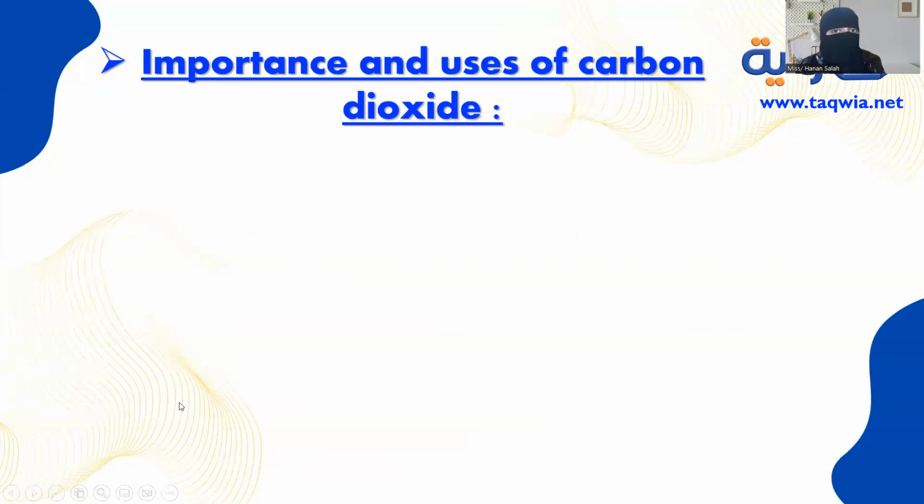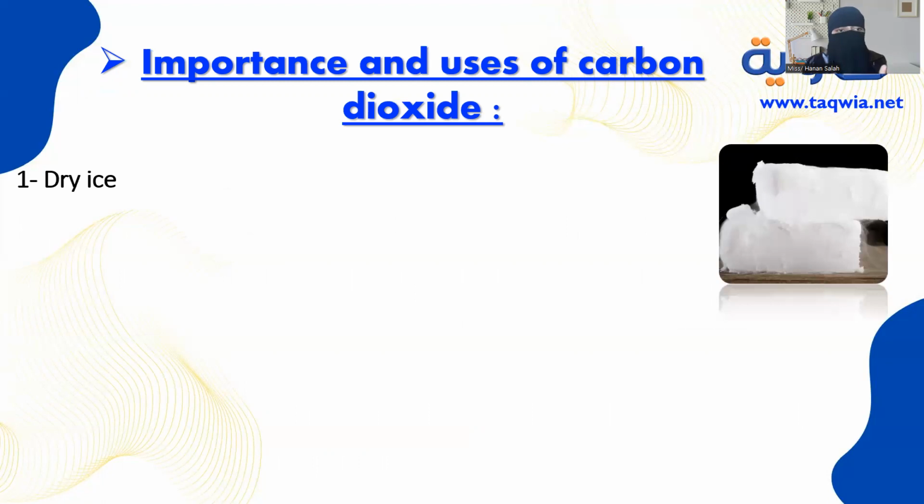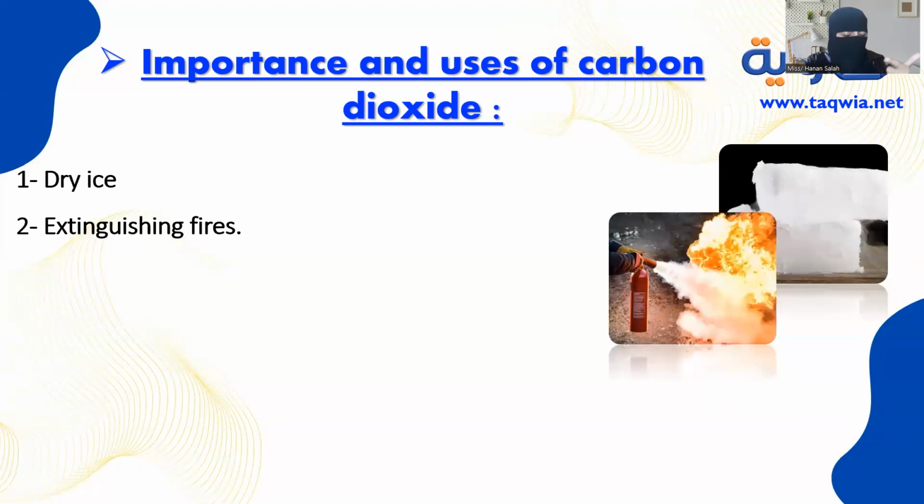What about the importance and uses of carbon dioxide gas? You can use carbon dioxide gas in making dry ice. You can use it for extinguishing fires, that's putting off fires. You can use it also for fires because it doesn't burn and doesn't help in burning.